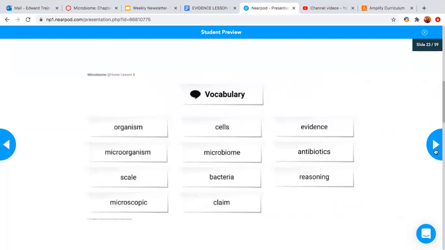And then we have our vocabulary. So we have a series of 11 vocab words that we've learned so far in this chapter. Feel free to pause this video and look at the vocabulary words that you can use in your scientific argument.